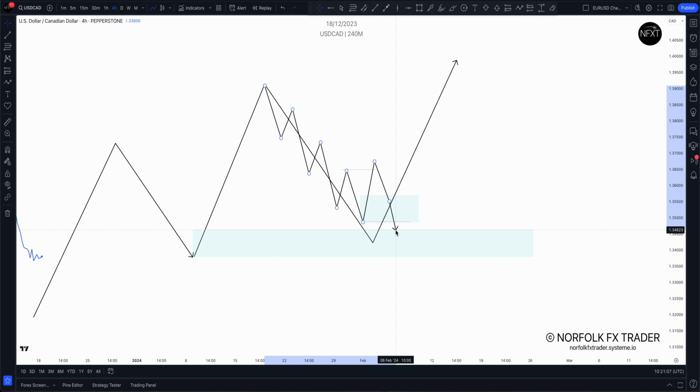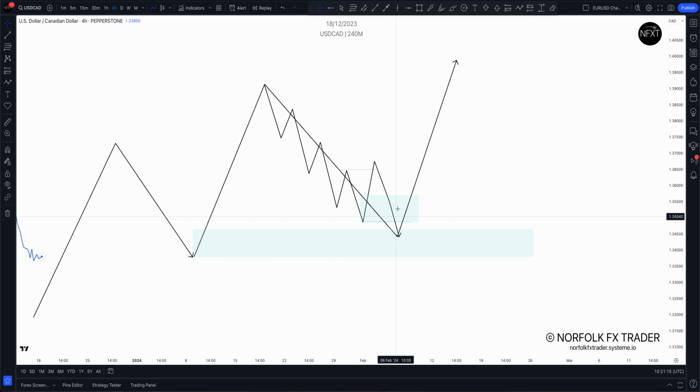You have that final push down and then a continuation up. So we just move that over. You'll see exactly what I mean. So if the move came down, takes this low, and then we push away, this area of demand, you'll think, okay, didn't work, and it's just an early entry.